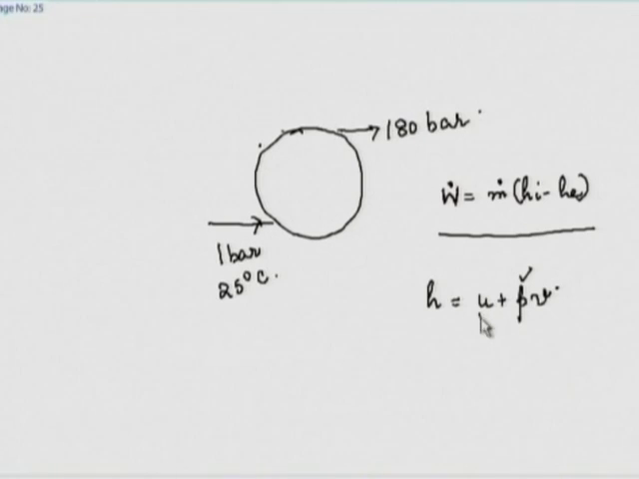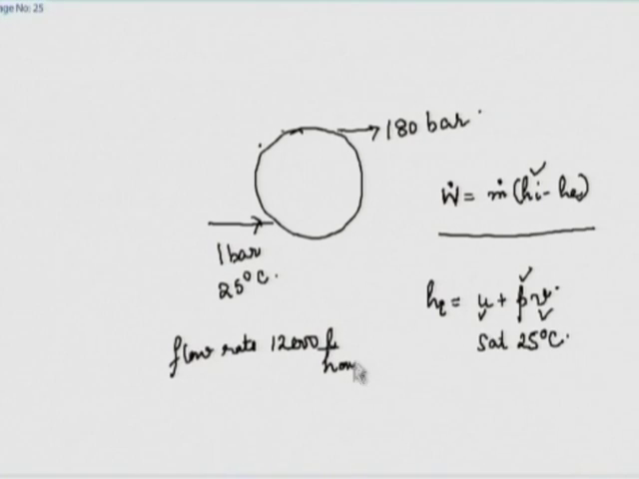Pressure is known and you must get the U and V for the saturated liquid at 25 degrees centigrade. So that will give you HI, and M dot you can calculate from the flow rate. So, the flow rate is 12,000 liters per hour, sorry, not liters per second. Since you know the volumetric flow rate at 25 degrees centigrade, just get the rho, and using the rho and this flow rate, you should get the M dot. So, M dot is known, W dot is already given to you. So, you will automatically get HE.